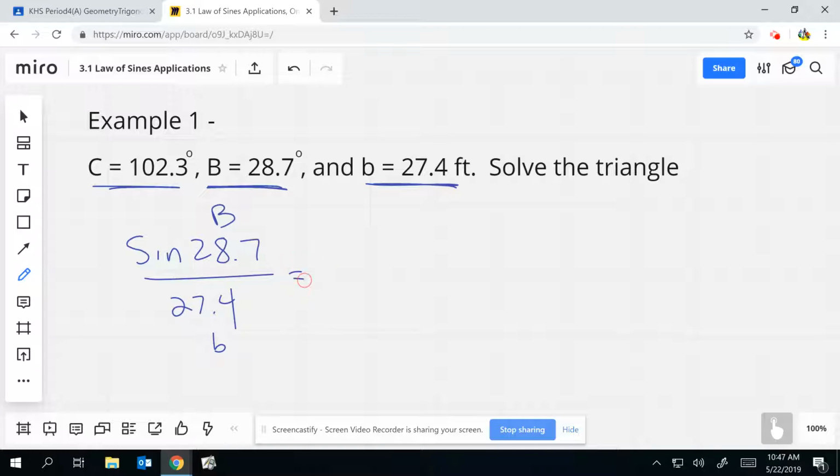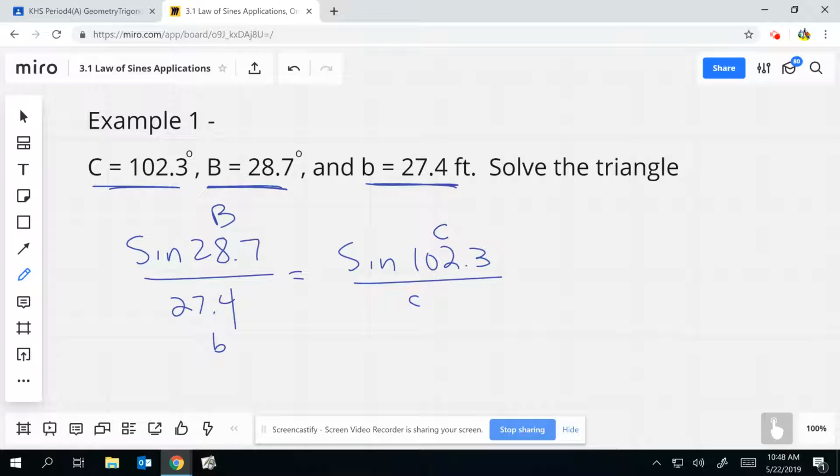If we're going to use our proportion, we're going to need to find little c because they gave us angle C. Sine of 102.3 over little c. So we would just get that part. I need to see this part. That's angle C, and you have little c underneath. I need to see your proportions. From there, you can type it in your calculator, but I need to see this part.